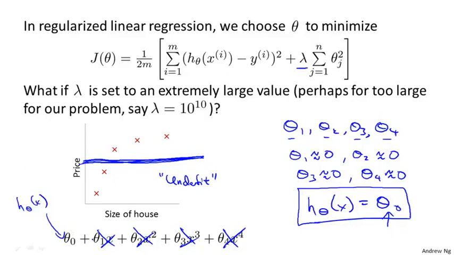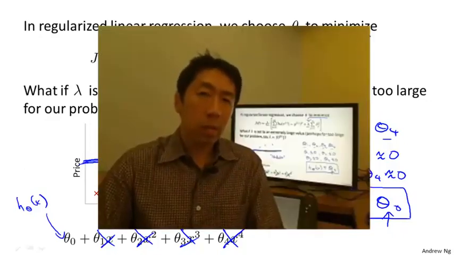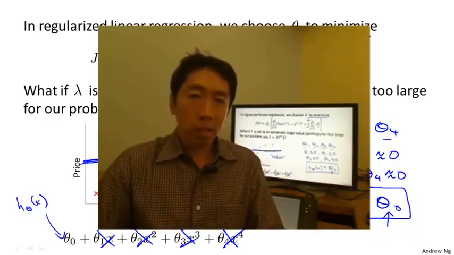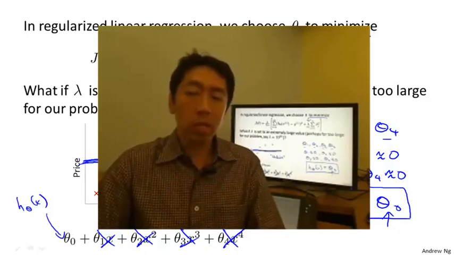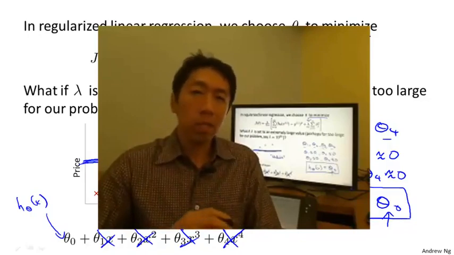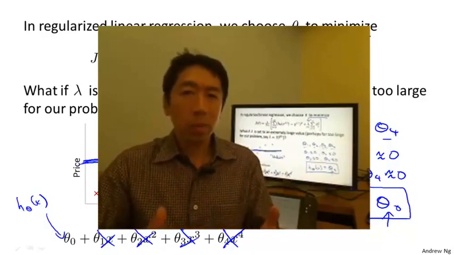So for regularization to work well, some care should be taken to choose a good value for the regularization parameter lambda as well. When we talk about model selection later in this course, we'll talk about a variety of ways for automatically choosing the regularization parameter lambda as well. So that's the idea behind regularization and the cost function we'll use in order to use regularization. In the next 2 videos, let's take these ideas and apply them to linear regression and to logistic regression so that we can then get them to avoid overfitting problems.